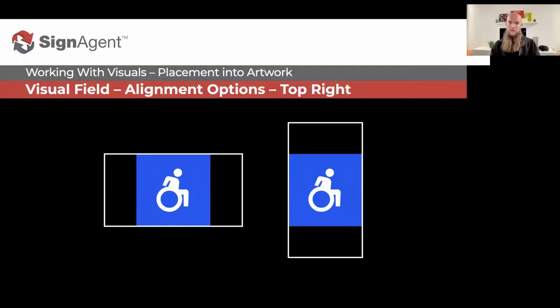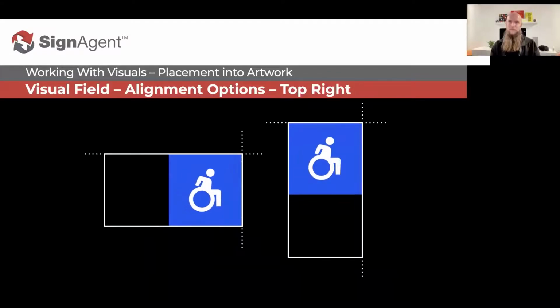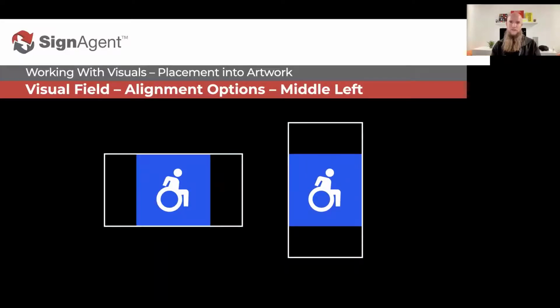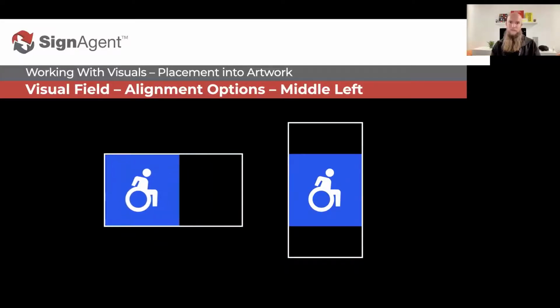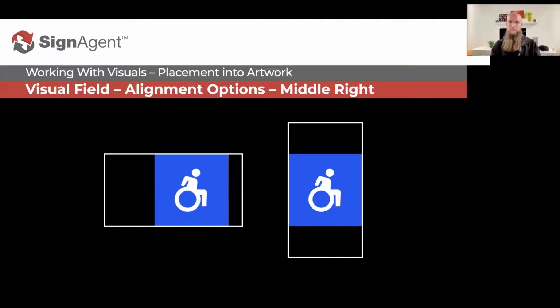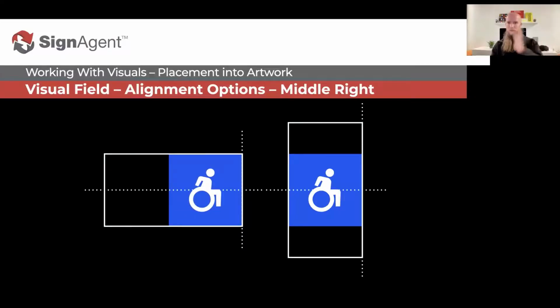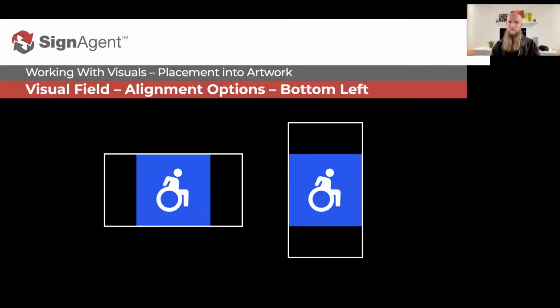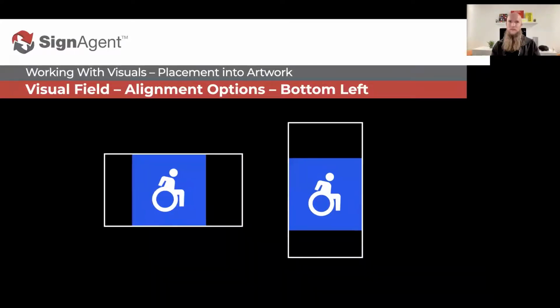And then top right. And then there is left middle. So left middle, center middle. This one here, there's actually no change because it's fitting in that square. Right middle, sliding it over, and the other one stays in the same spot. Bottom left.